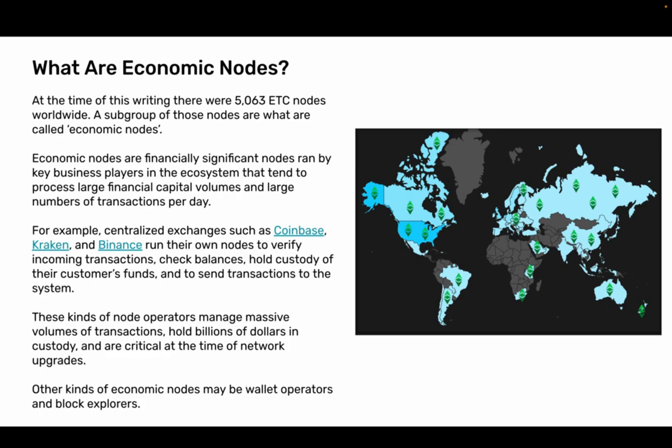For example, centralized exchanges such as Coinbase, Kraken, and Binance run their own nodes to verify incoming transactions, check balances, hold custody of their customers' funds, and to send transactions to the system. These kinds of node operators manage massive volumes of transactions, hold billions of dollars in custody, and are critical at the time of network upgrades. Other kinds of economic nodes may be wallet operators and block explorers.